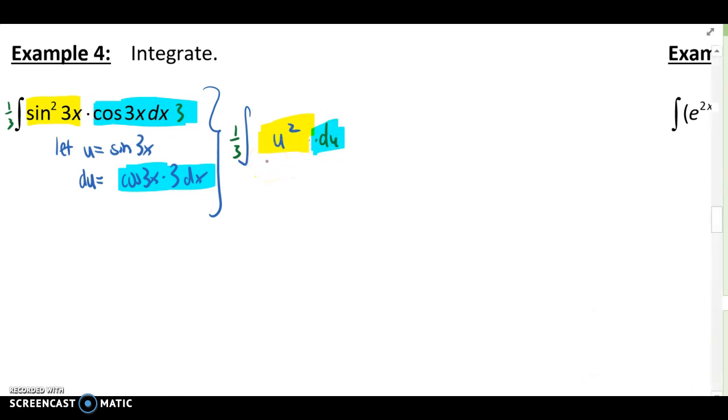And now we can integrate it. We're going to integrate it with the power rule again. It is a trig problem that's going to be integrated with the power rule. So u squared becomes u to the 3rd over 3. And that 1/3 is already out front, and then plus our constant of integration.